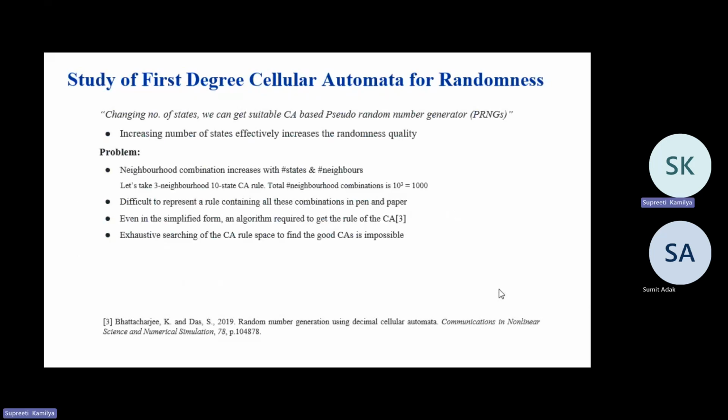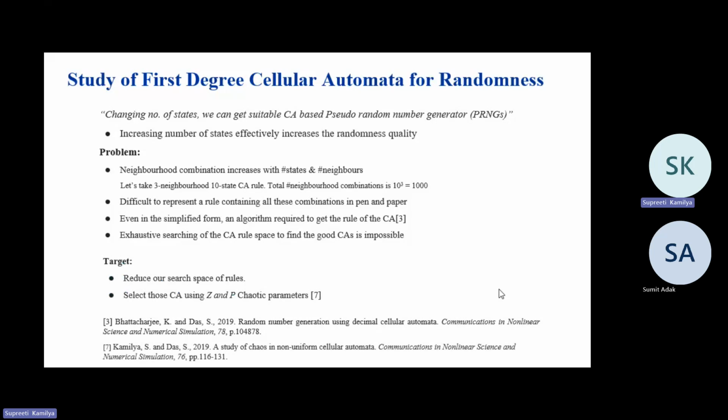As we can see, all the randomness properties are dependent on the state D in this work. So we are claiming that the randomness property will be dependent on D. Using pen and paper, for the simplified form, we need some extra rules.